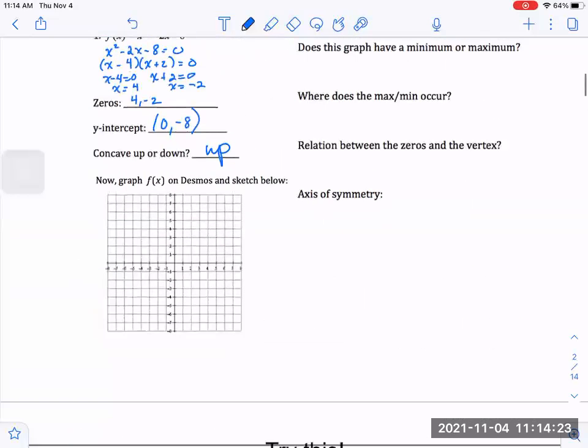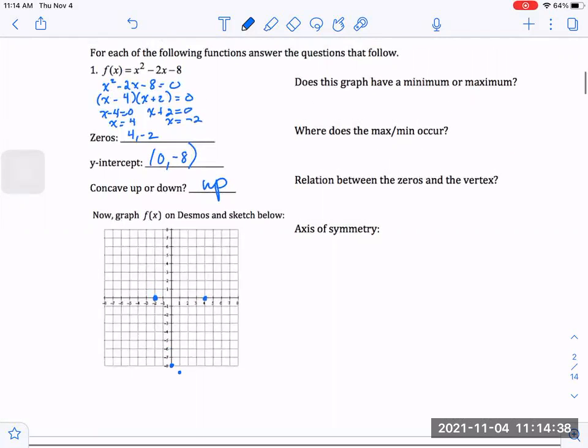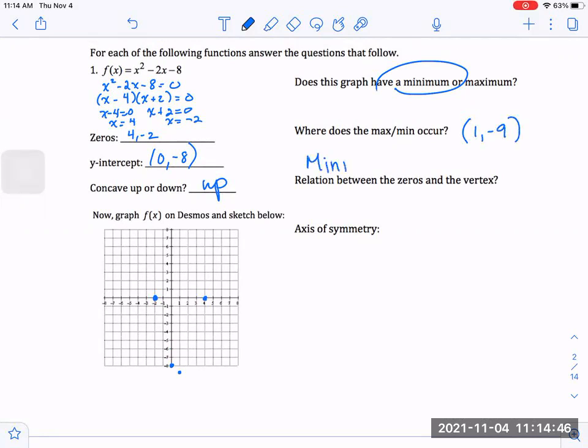So now let's plot what we found. I have zeros at 4 and -2. I have a y-intercept at -8. And in Desmos, we saw that we have that minimum at 1, -9. So this graph has a minimum. It occurs at 1, -9, but the minimum is equal to -9. If I want to know the minimum, it is the y value. If I want to know where it happens, it's the ordered pair. And let's draw this in for a minute. This is called a parabola. And that minimum point, the point where the minimum occurs, is called the vertex.